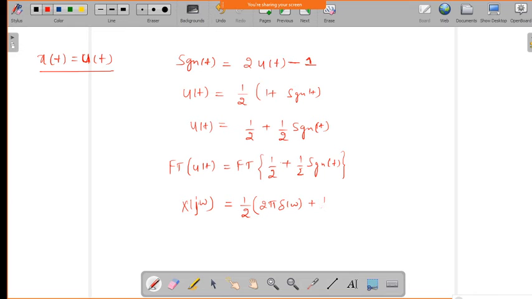Plus half into the signum of t, for which we have found the value 2 by j omega. So now we can write the Fourier transform of the u of t signal as pi into del of omega plus 1 over j omega. So this is the Fourier transform of the unit step function.